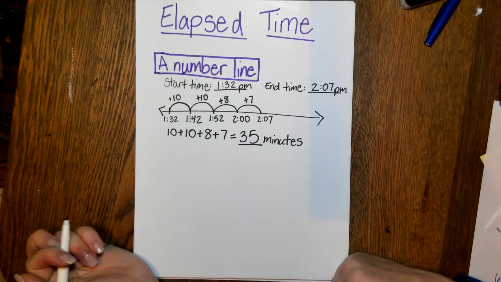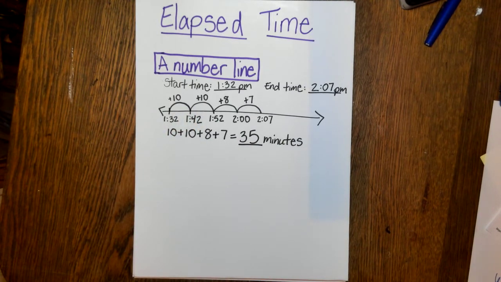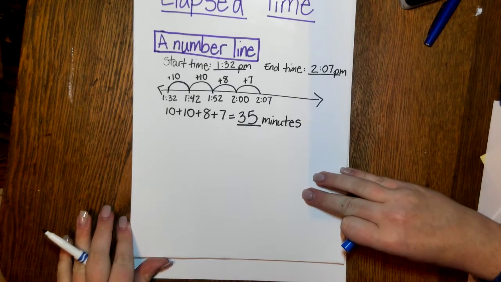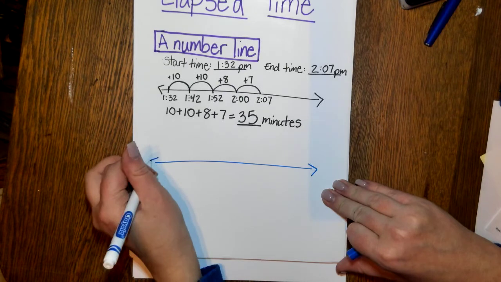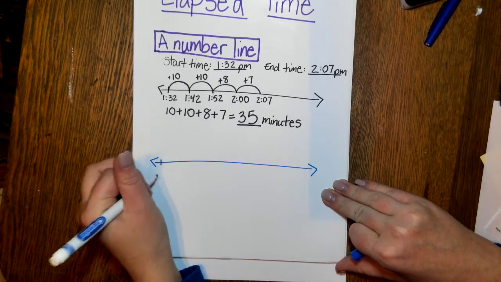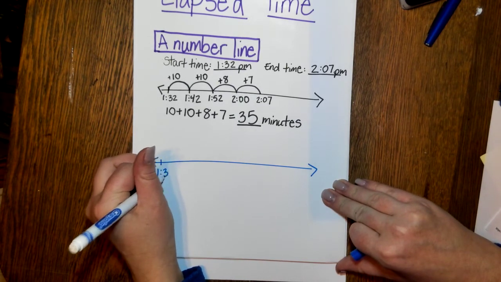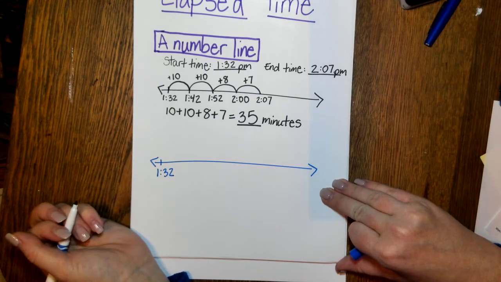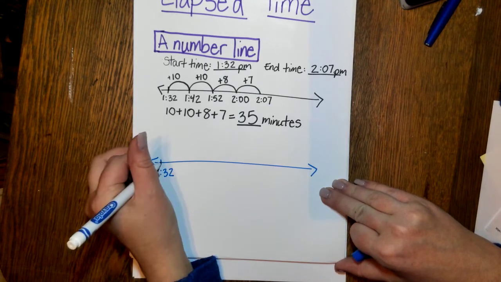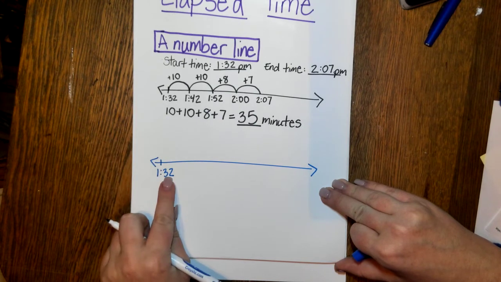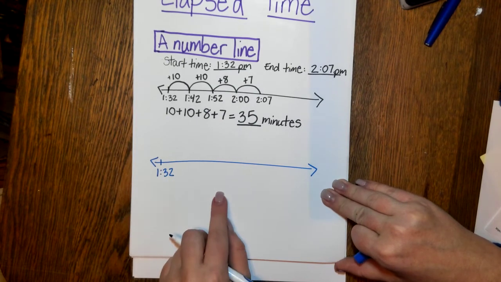That doesn't have to be the only number line that I do. I might not have wanted to do it that way. So let's look at a different approach. I still have to start at 1:32 p.m. And I'm going to make a group of 30.